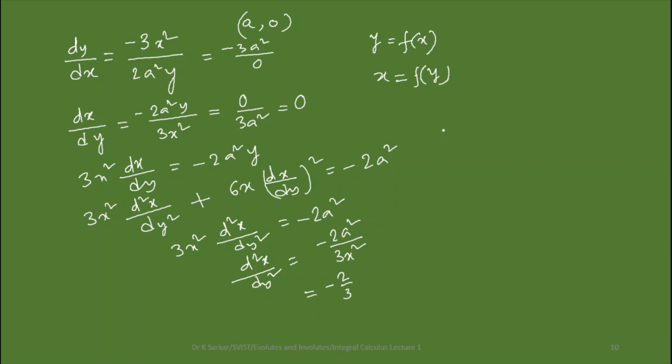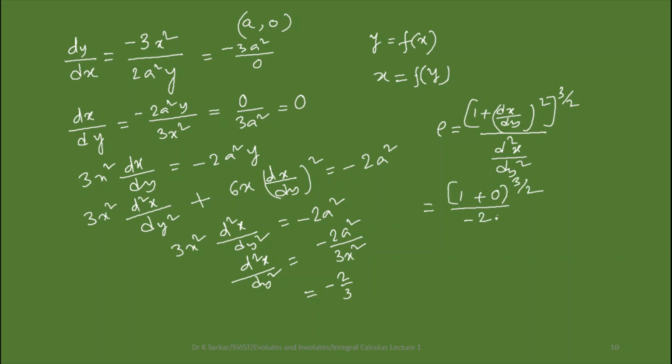Now let us substitute all the values in the formula. Rho equals to [1 plus (dx/dy) whole square] power 3 by 2 divided by d2x/dy2. So this is 1 plus 0 divided by minus 2 by 3, which is minus 3 by 2. Radius of curvature is minus 3 by 2 and curvature is minus 2 by 3.